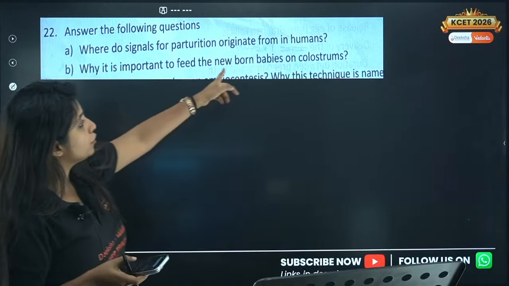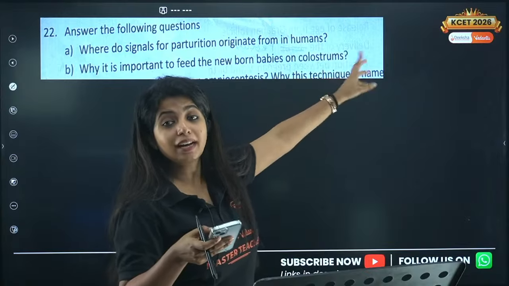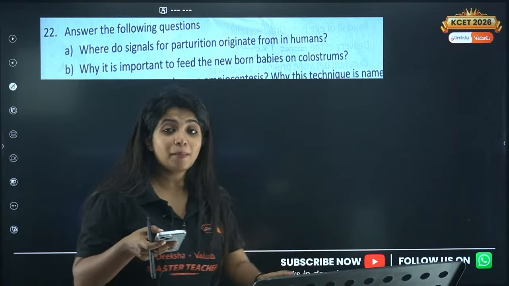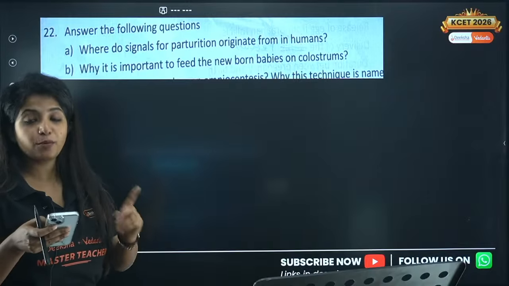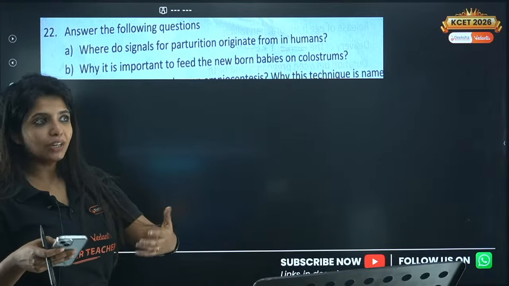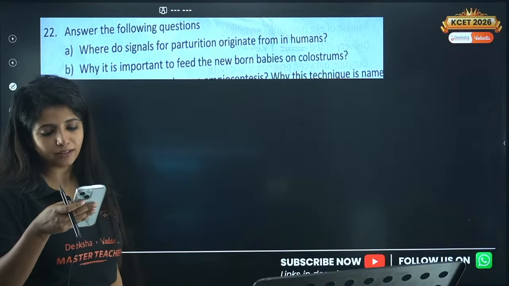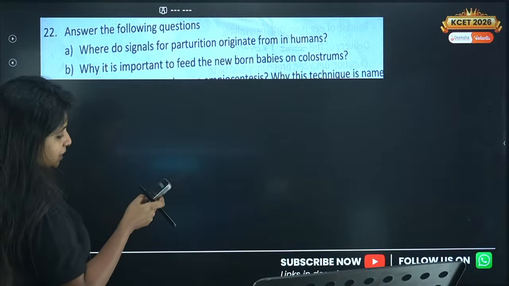Now why is it important to feed newborn babies colostrum? The first milk of the mother has what? IgA. A for Amma. IgA antibody is there. This is passive immunity. So if you are explaining about passive immunity and telling about IgA, it will be really, really good because it has antibody A. Good, good, good.